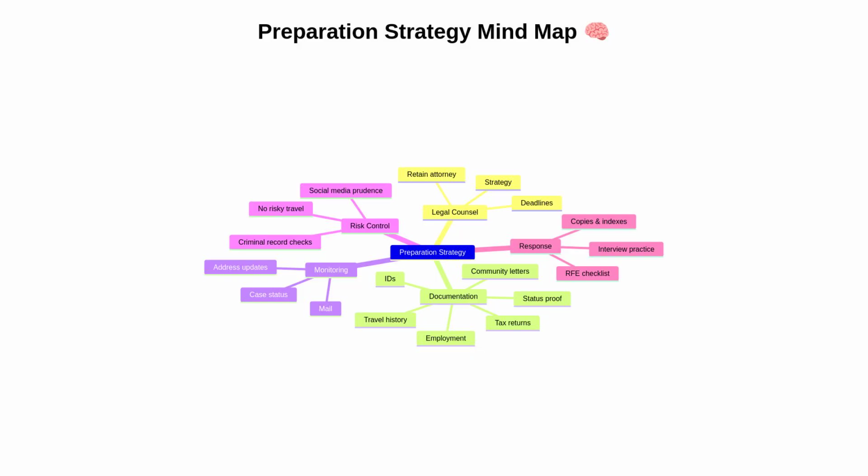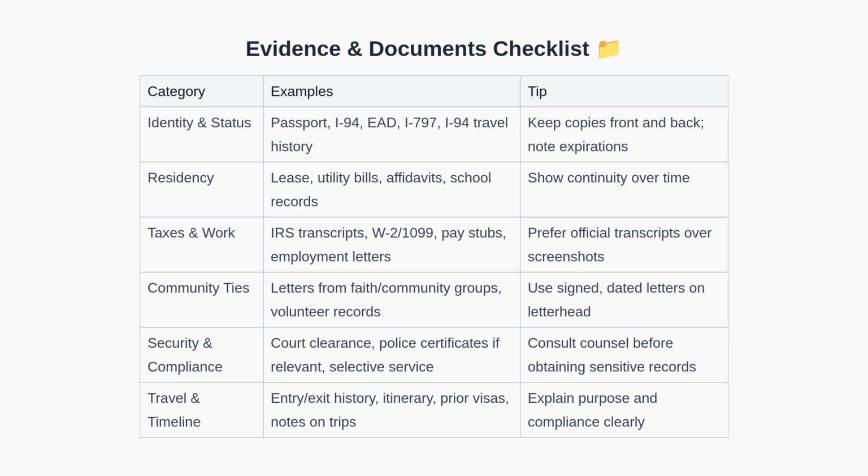Now let's build a concrete checklist you can use immediately. This table outlines categories of evidence and examples: identity and status proofs, residency records, tax and employment documentation, community ties, relevant security or compliance records, and travel history with a clear timeline. For each, include official documents where possible, maintain continuity over time, and use letterhead and signatures for community letters. Always consult an attorney before obtaining sensitive records.